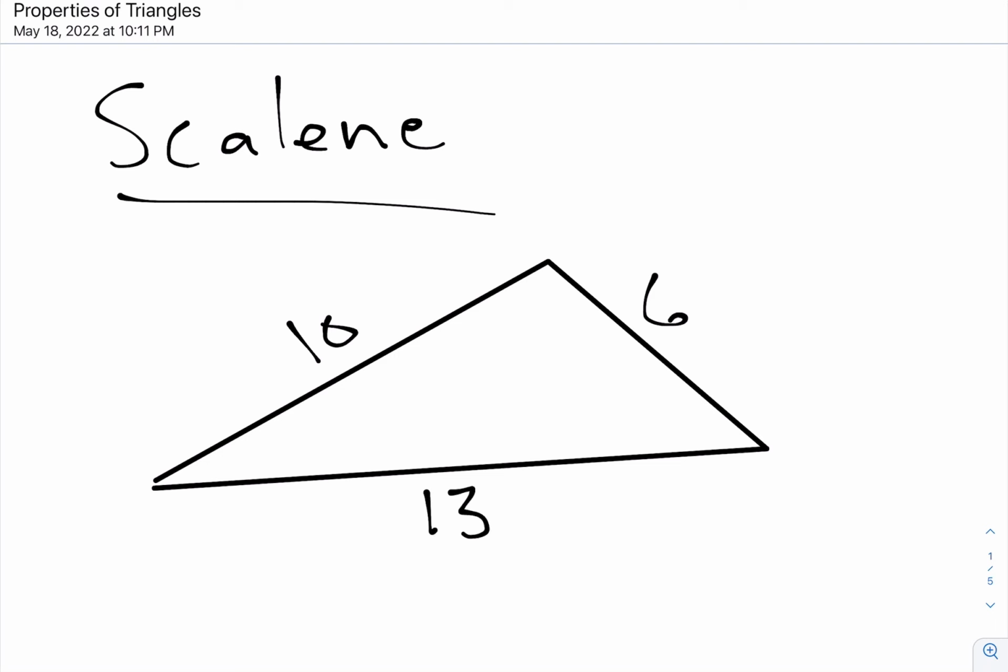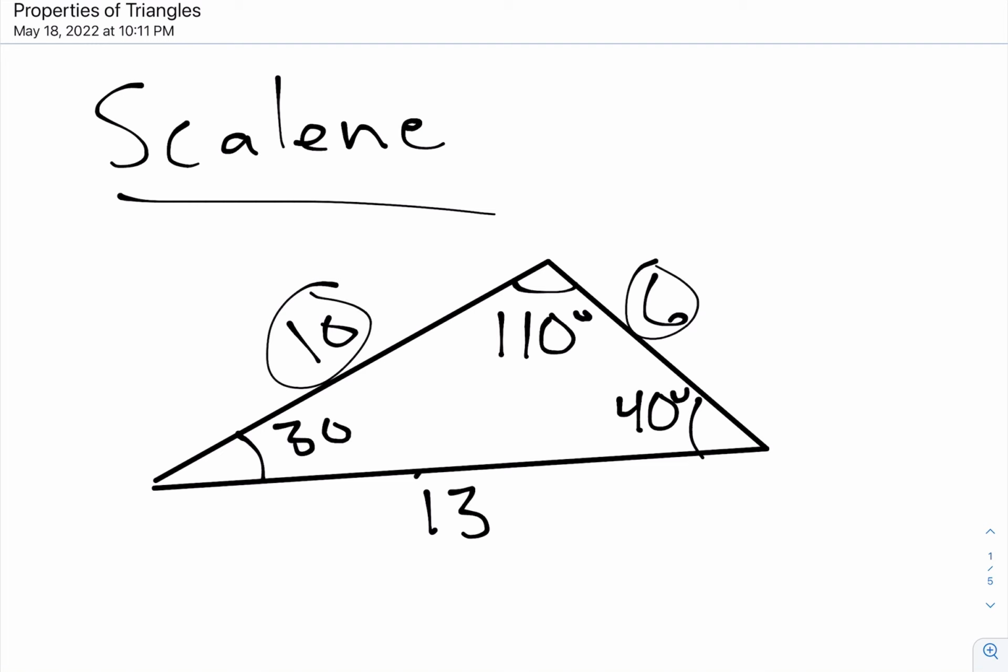Okay, so none of these angles are the same. This might be 30 degrees, this might be 110, and then this last one would have to be 40 degrees. So there's no uniformity here. Nothing's the same. There's always something different. Like the 10, the 6, and 13 are all different. 30, 110, and 40 are all different as well.